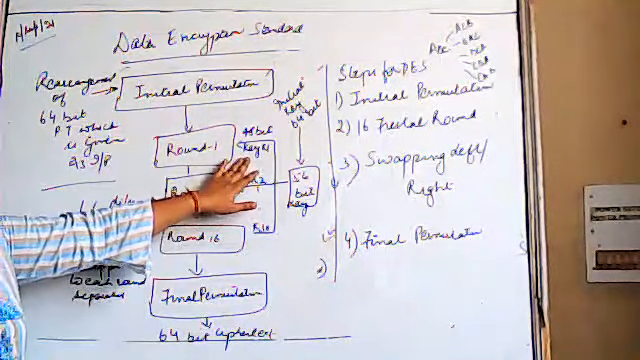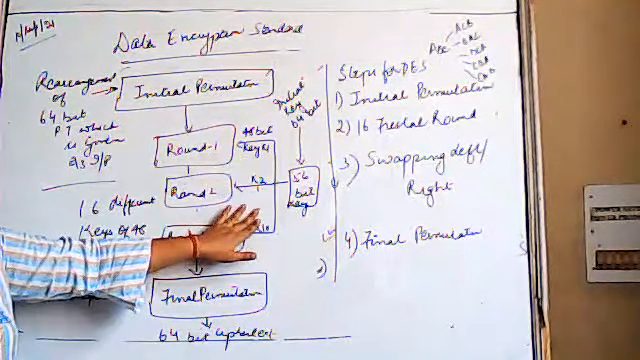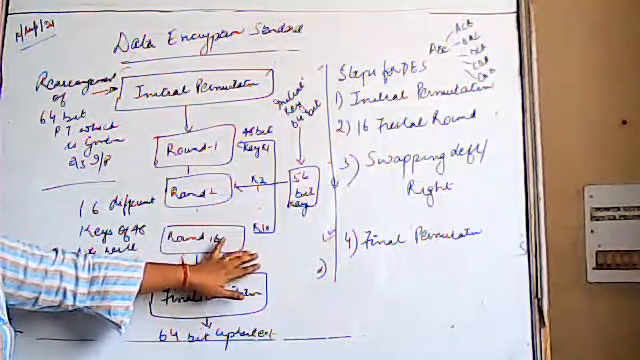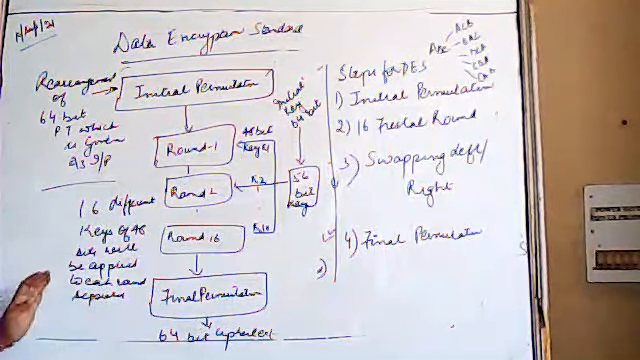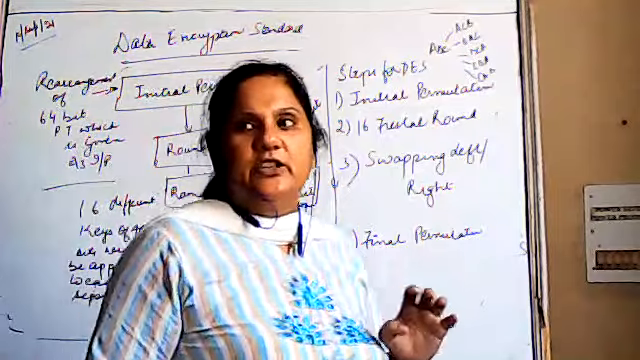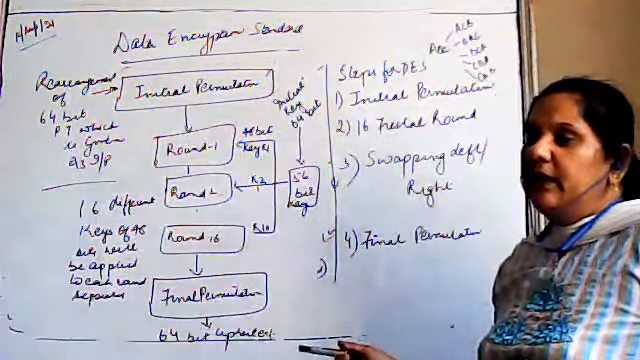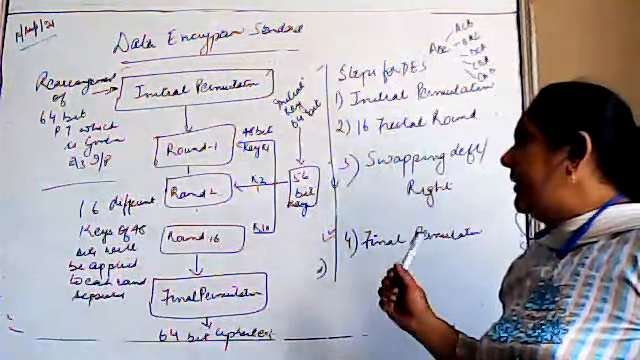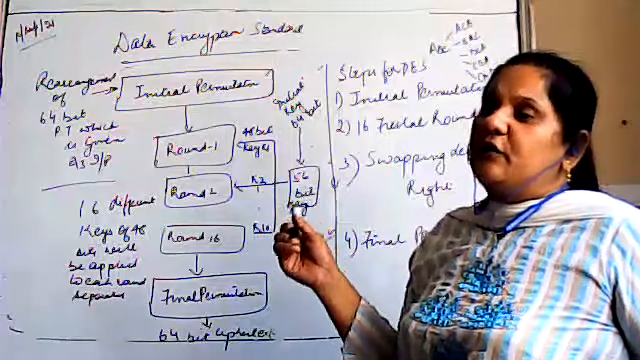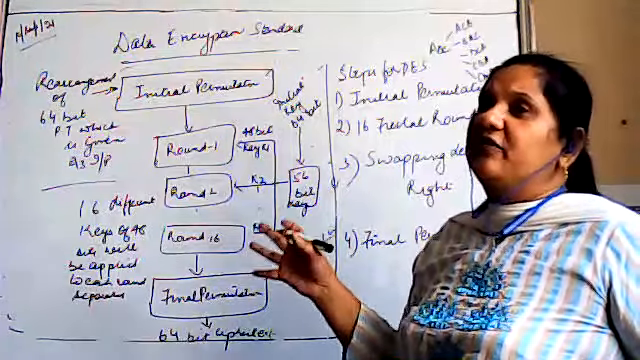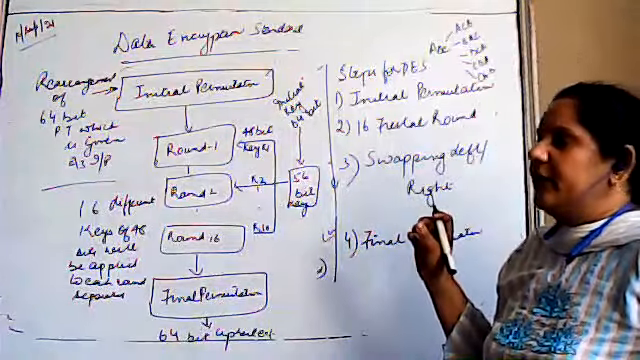See, for round 1, the key would be K1, for round 2, the key would be K2, and for round 16, the key would be K16. And all the keys will be of 48 bits each, and they will be reduced from the initial 56-bit key which we have retrieved from the 64-bit key.